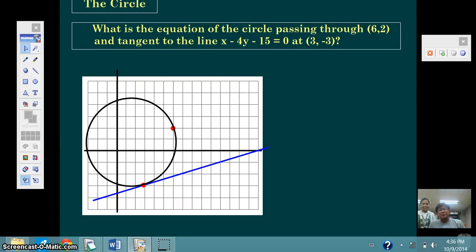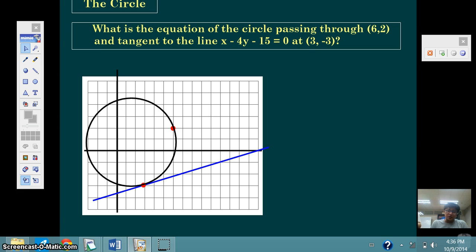Now let's answer a problem about the circle in analytic geometry. What is the equation of the circle passing through the point (6, 2) and tangent to the line x minus 4y minus 15 equals 0 at a given point of tangency, (3, -3)?